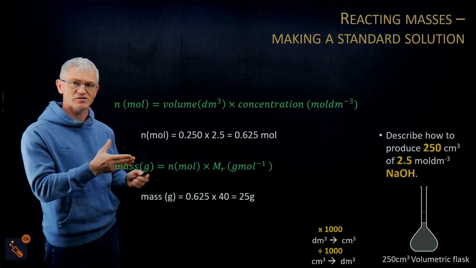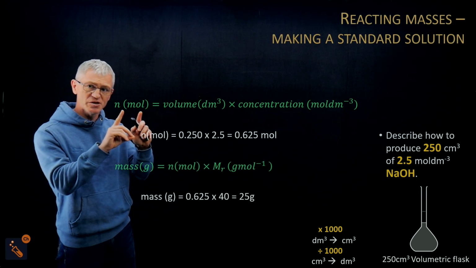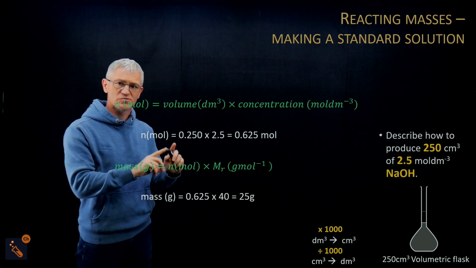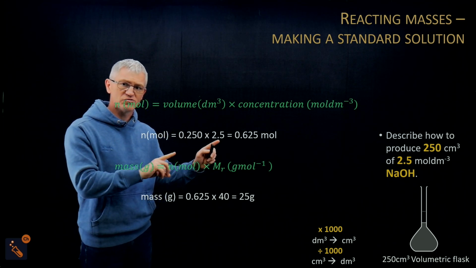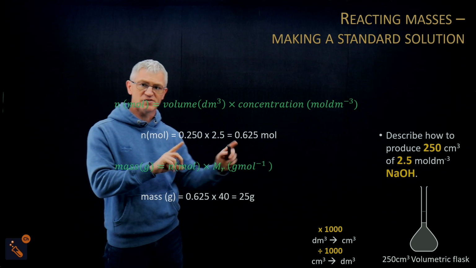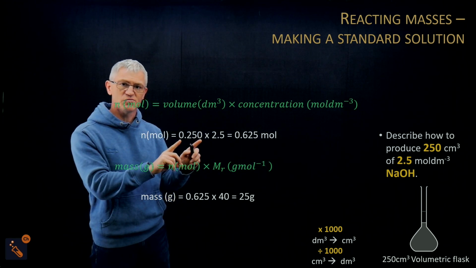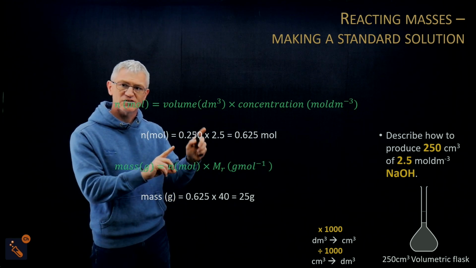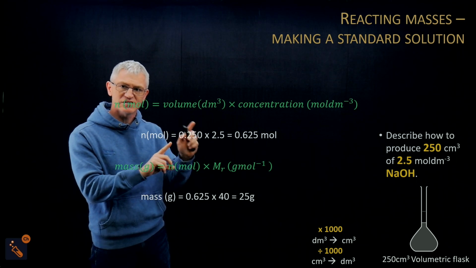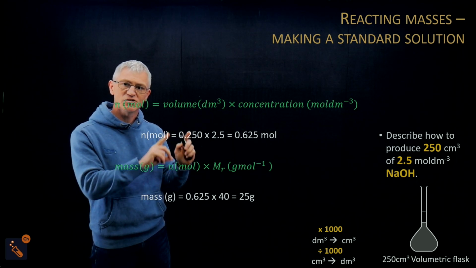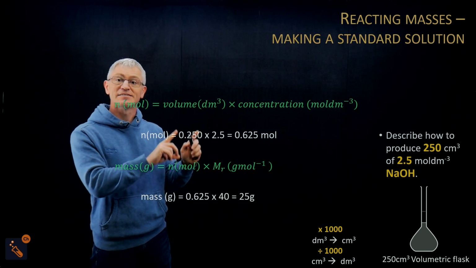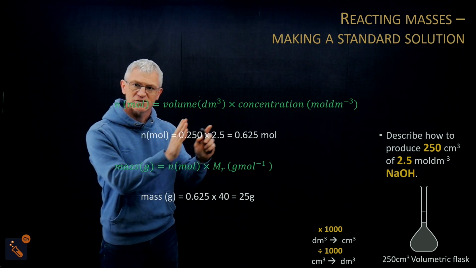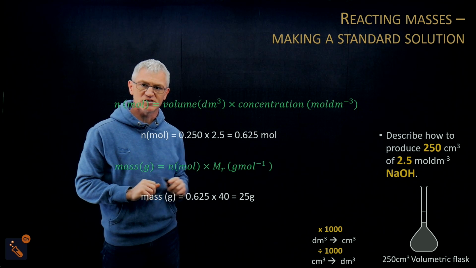So we have got the answer here. First of all, use number of moles equals volume times concentration. The concentration we want is 2.5, you can see over there. The volume we want is 250, but that's converted to decimeters cubed already, because 250 cm³ is 0.25 dm³. So that times 2.5 gives you 0.625 moles.